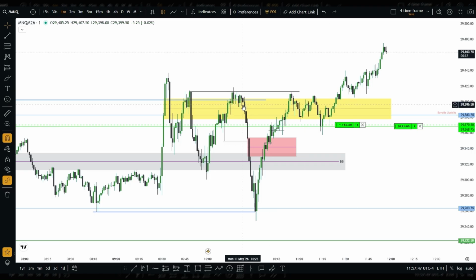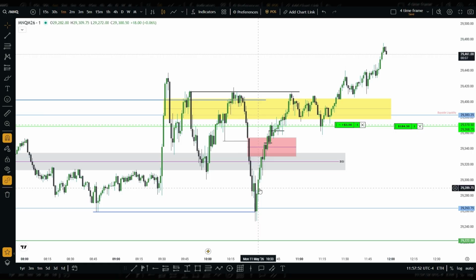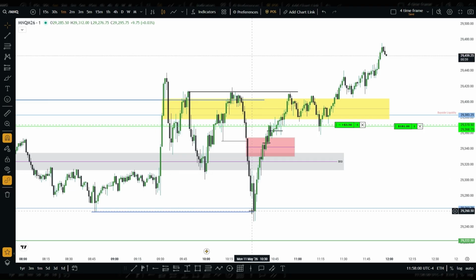I believe ICT had taken this trade and sold it all the way down to here, but based on my model, I didn't see a way to capitalize on selling the market down here to come down to these areas, even though I know that liquidity was there. So I did this trade idea instead.